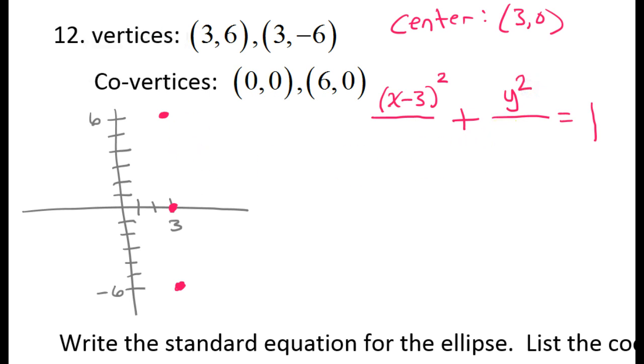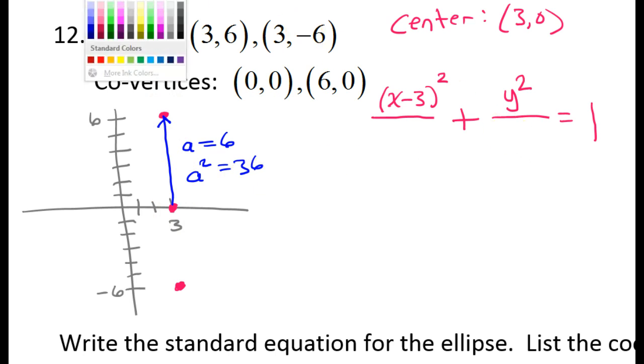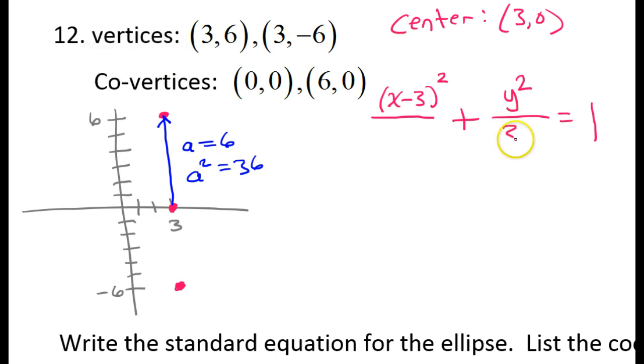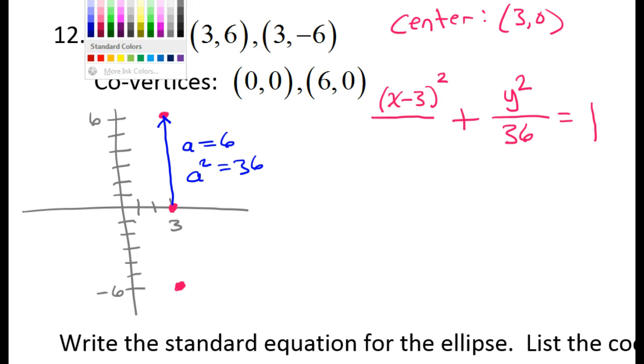But there's something else that I know. The distance from the center to a vertex is 6, obviously. So that tells me that a is equal to 6. That means a squared is 36. Because this a value is vertical, it's in the y direction, this 36 will go with the y term in the denominator. So let's plot the covertices and find the b value.